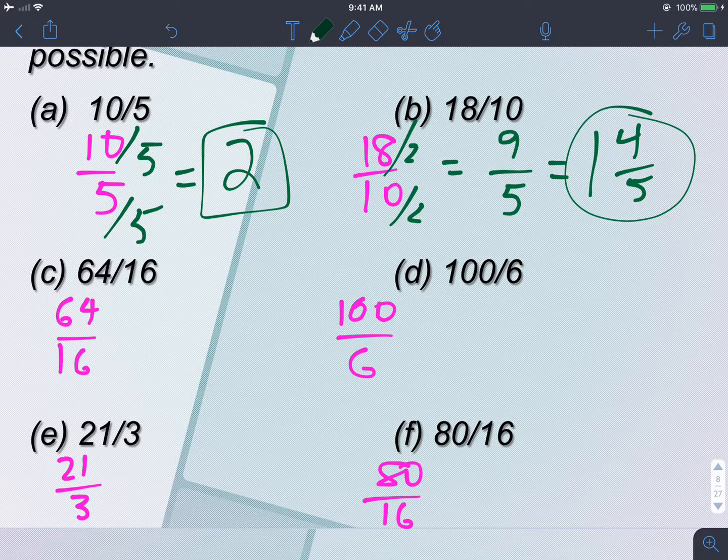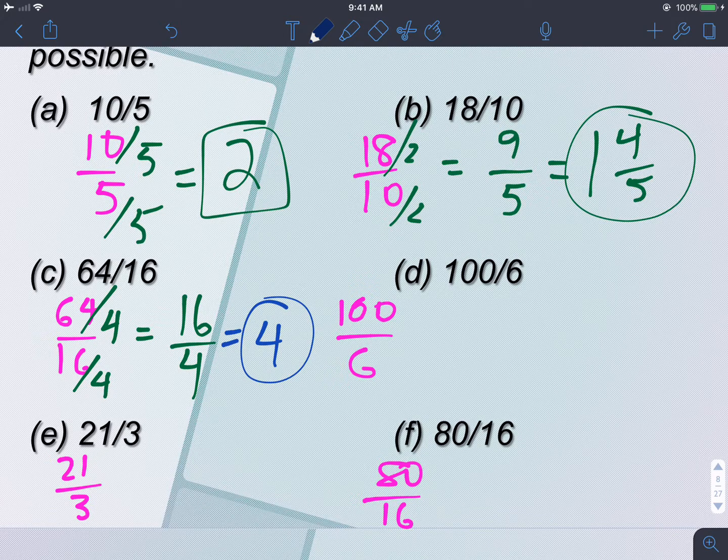A common factor of 64 and 16. 64 and 16, common factor. Start small. 4. So take your calculator, you start dividing by numbers, and it turns out that 4 goes into it. Keep going. 16 over 4 is 4.